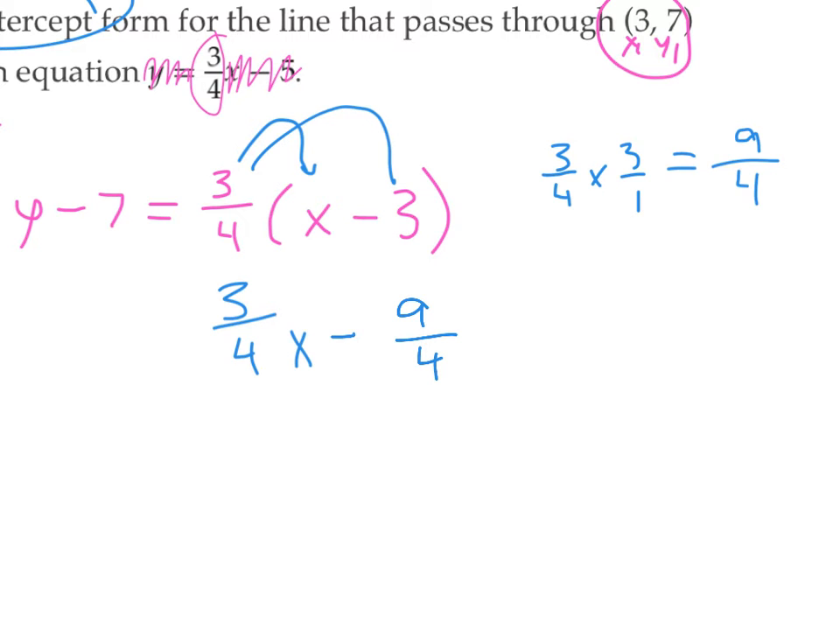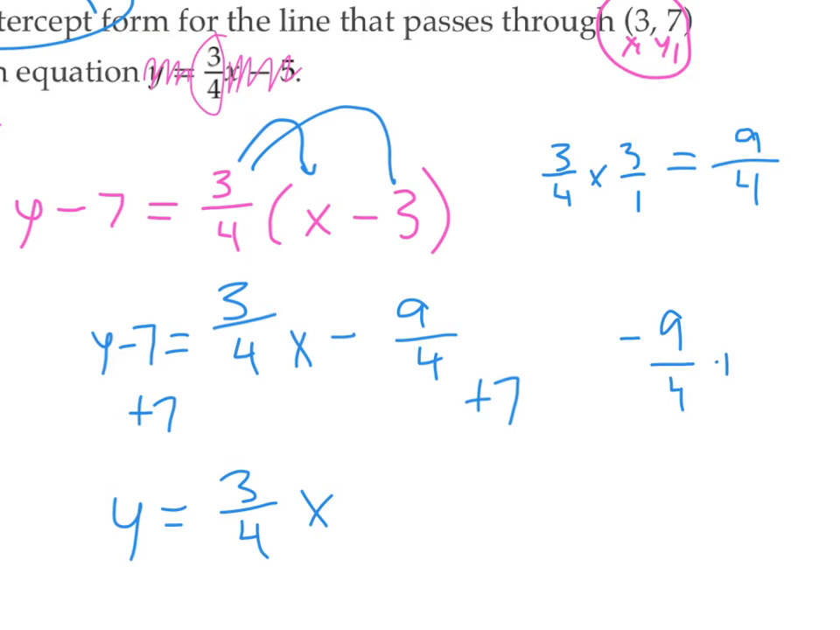Everybody with me so far? And this is equal to y minus 7. Now we have one last step to do to get our equation into slope-intercept form. What do we do? Add the 7 to both sides. So plus 7 and plus 7. So y is equal to 3/4 x, and now on the other side we need to do negative 9 over 4 plus 7.